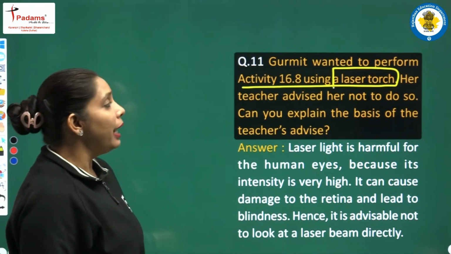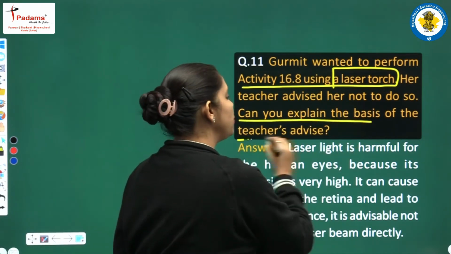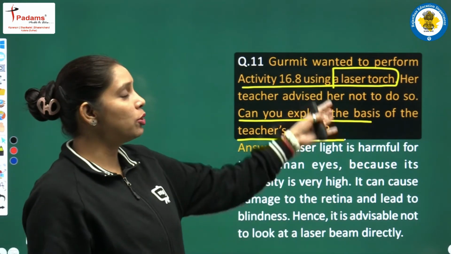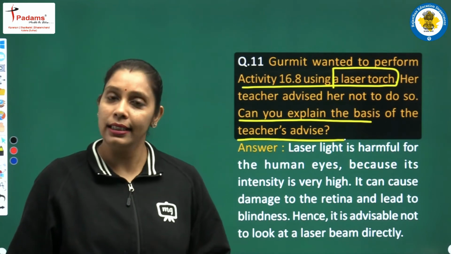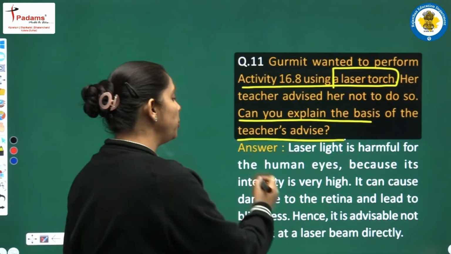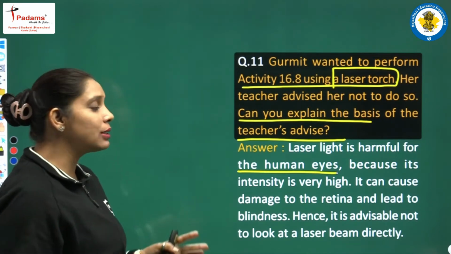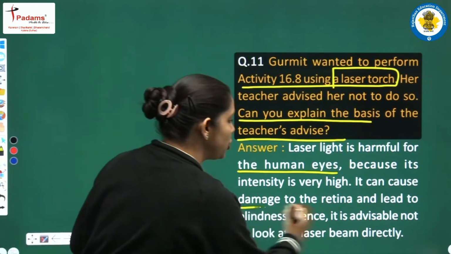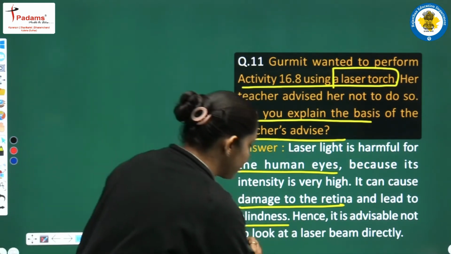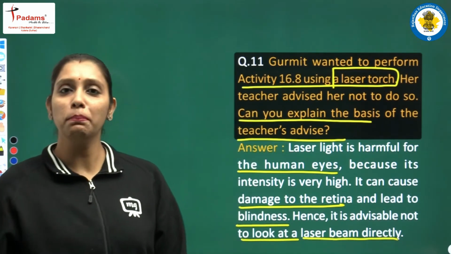Her teacher advised her not to do so. Can you explain the basis of the teacher's advice? Yes, we can. बहुत easy है ये तो. भाई laser torch कितना harmful है आइस के लिए, इसलिए टीचर मना कर रही है. Clear? So student, laser light is harmful for the human eyes because its intensity is very high. It can cause damage to the retina and lead to blindness. Hence, it is advisable not to look at a laser beam directly. Clear everyone? Simple सा answer है.